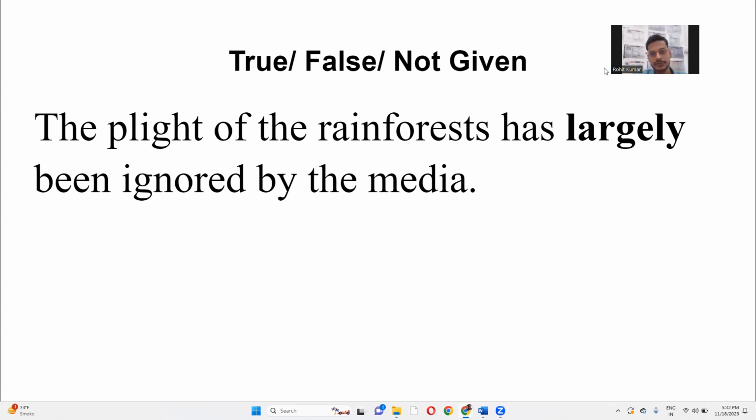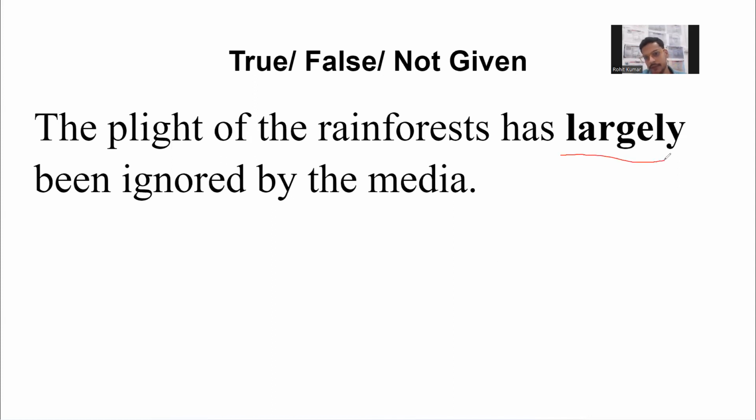So today's question is also dependent on quantity. We can see this word largely here, so it is going to play a major role. So today we are going to see the rule of quantity.